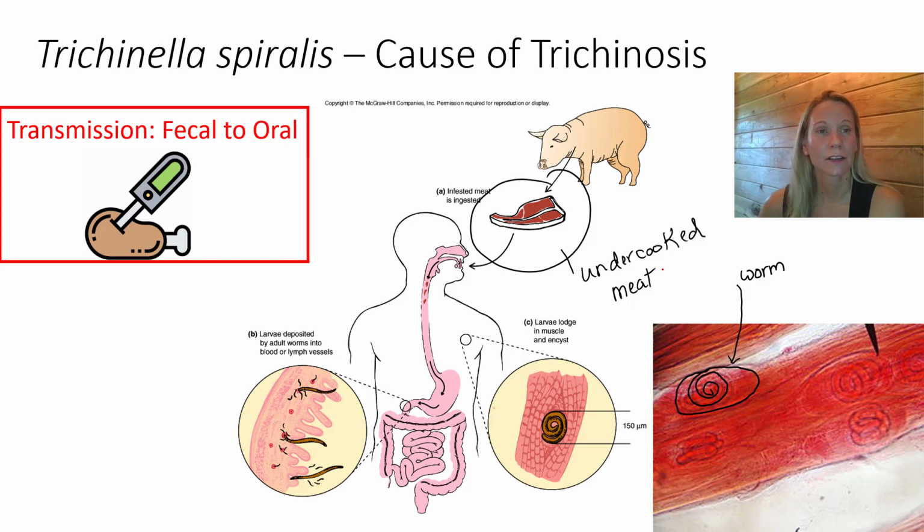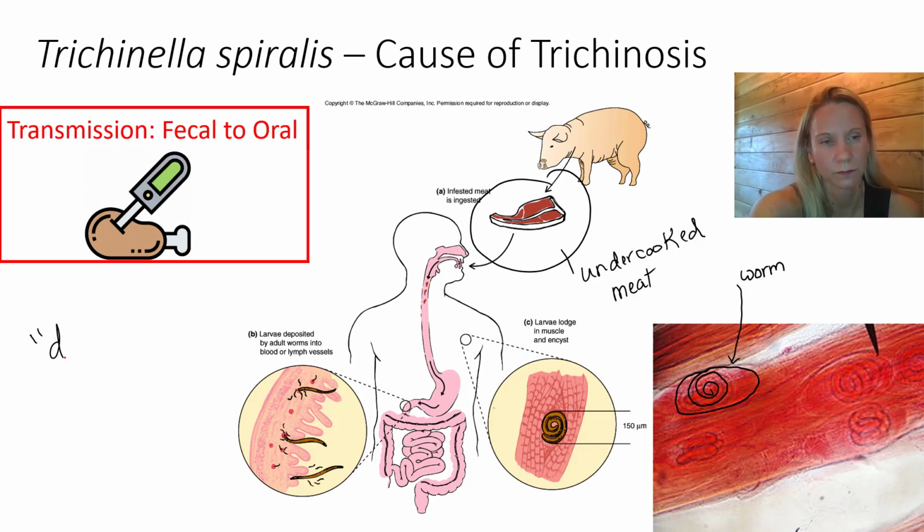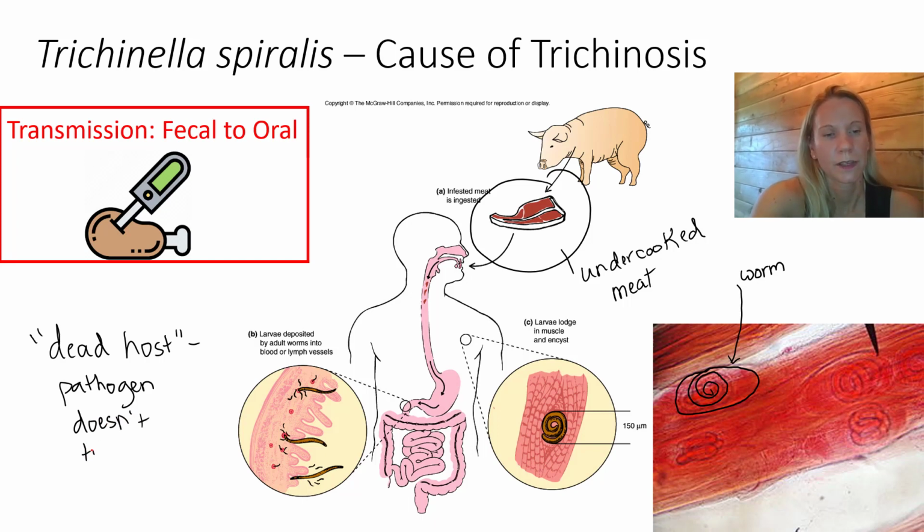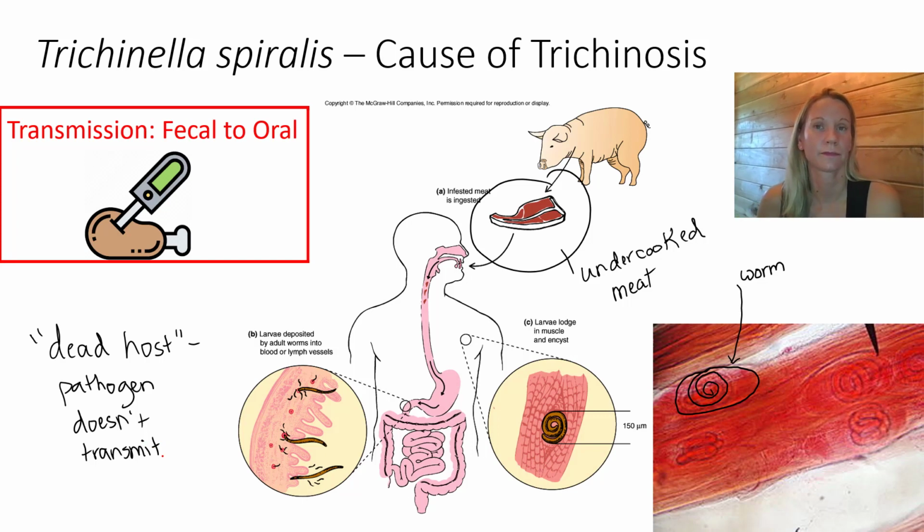The human is considered the dead end host. What does that mean, to be a dead end host? Well, this means that it's not transmissible to anything. The pathogen doesn't transmit. So this pathogen will just burrow into the muscle and just stay there, causing muscle aches, some pain, some almost arthritis-like symptoms in some cases.